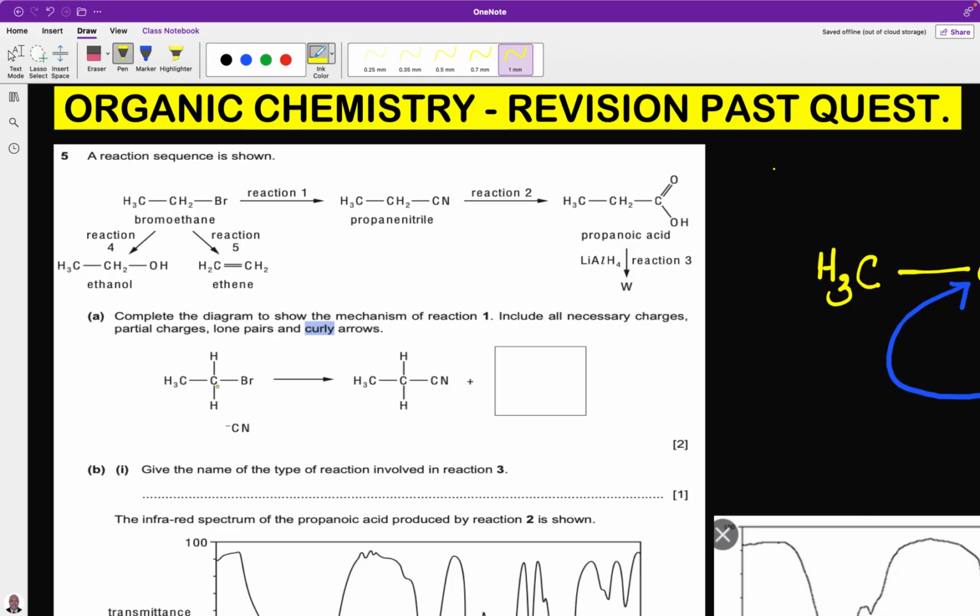Another reason, in a primary halogenoalkane, the opposite side of the bromine is not clustered. It's not choked up by alkyl groups. There's only one alkyl group there. There's space here for the nucleophile, which is the cyanide, to attack from behind.